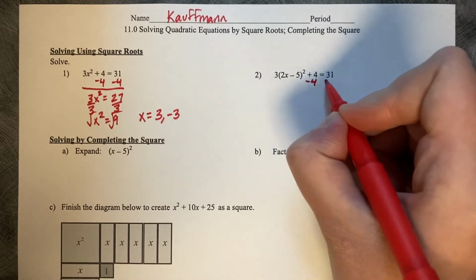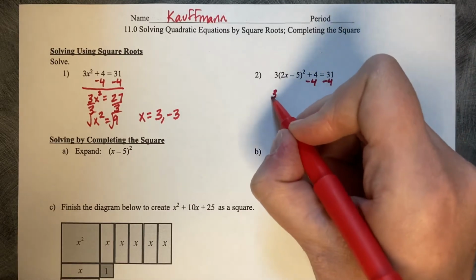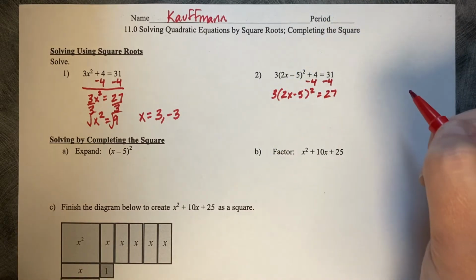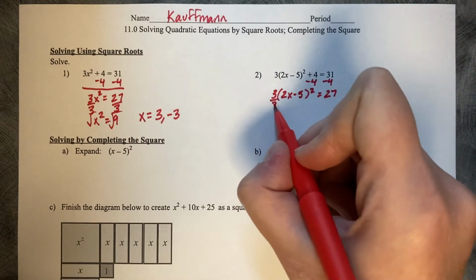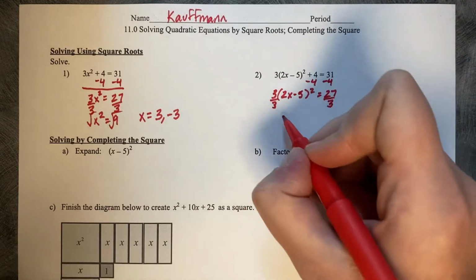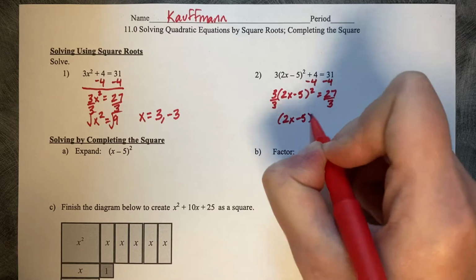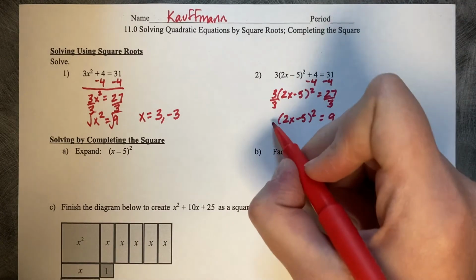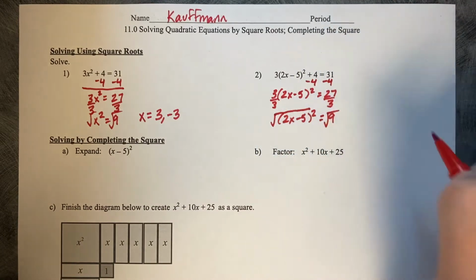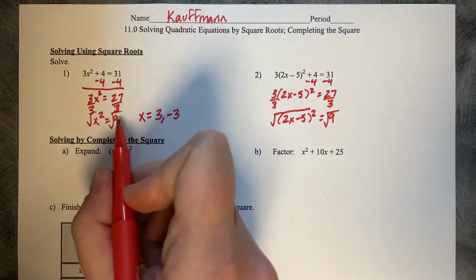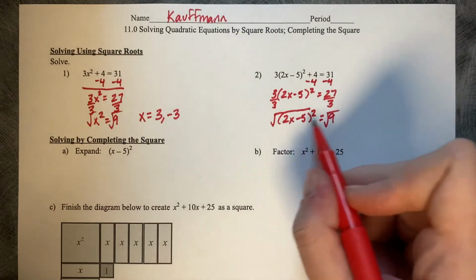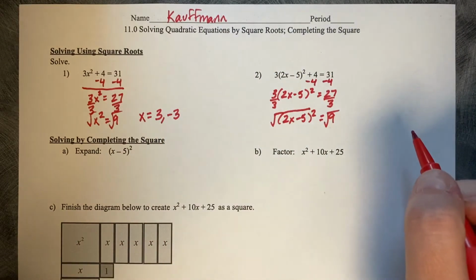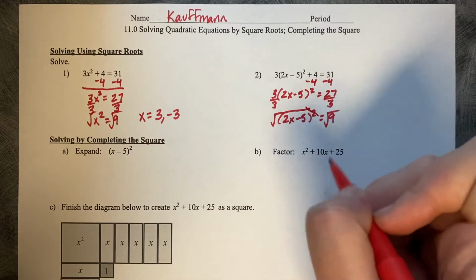So minus 4 again. So then we get 3 times 2x minus 5 squared equals 27. Similar process. Then we divide off the 3. Then we get 2x minus 5 squared equals 9. Then we square root both sides so that the square and the square root cancel. But recall that on this one, when you take the square root of both sides, this results in a 3 and a negative 3. So what's happening is now these square and square root cancel.